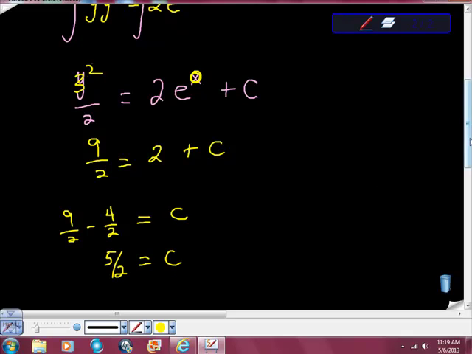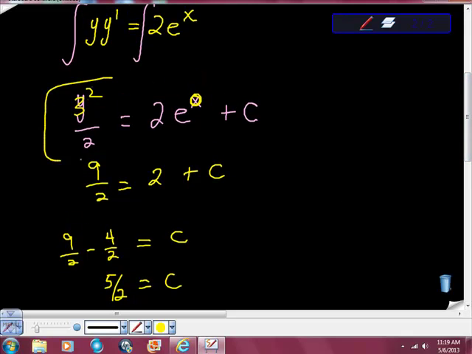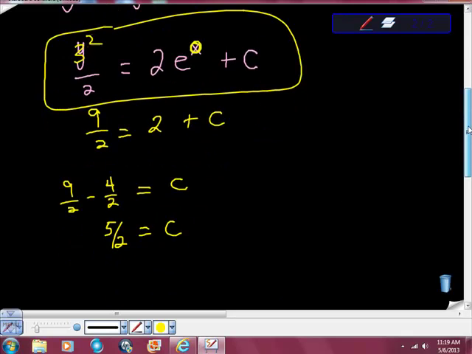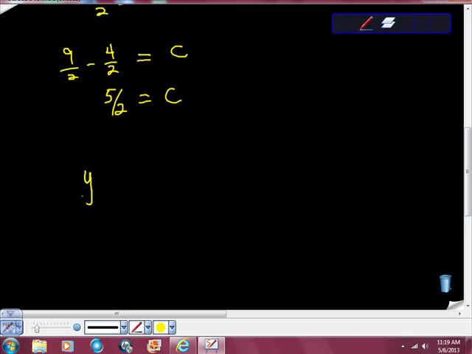And believe it or not, we're almost done. I'm just going to go back up to this equation that they gave. So I'm going to fill in the blanks here, right? I'm going to put in y squared over 2 is equal to 2e to the x power plus the constant of variation. This c is this one that goes here, right? So it's 5 halves.